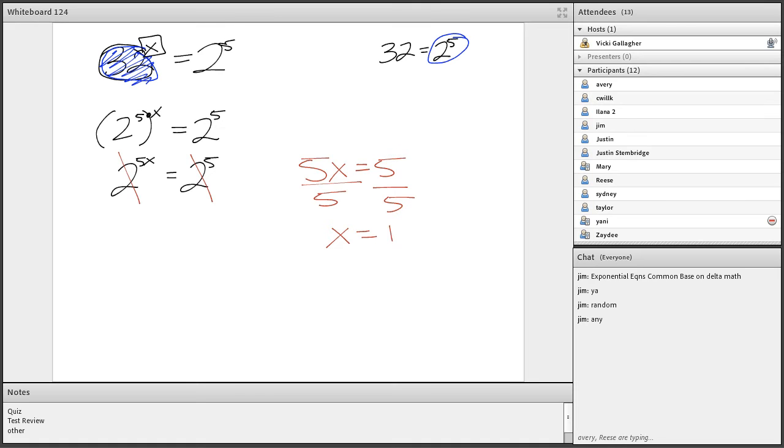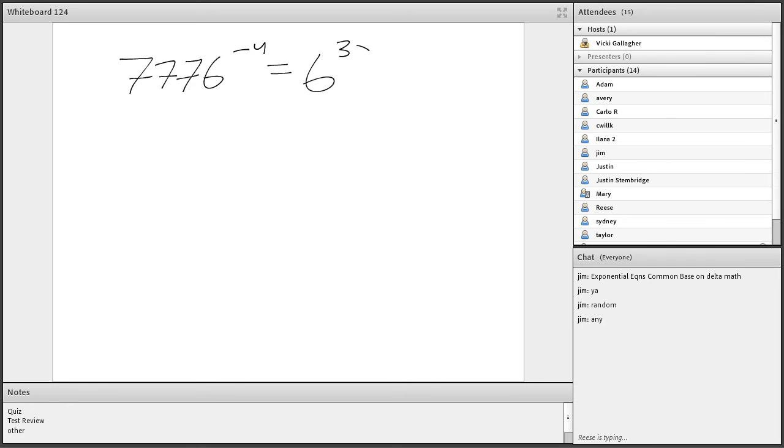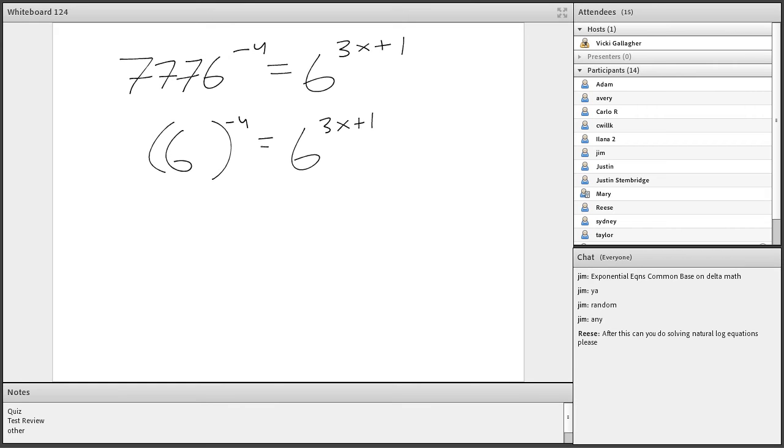Ooh, this next one is really big. I might need to get a calculator for the next one. So the next one that popped up when I hit next problem is 7776 to the negative 4 equals 6 to the 3x plus 1. And so 6 can't be written as any other number to a power because 6 is like 2 times 3. So I just got to leave it as 6. What that means for us, though, is that 7776 is probably 6 to a power. I just don't know what power it is. So that's where I grab a calculator and check to see what power it is.